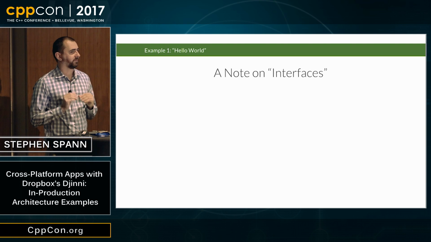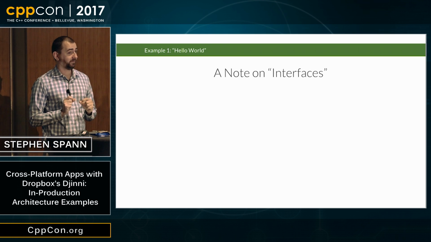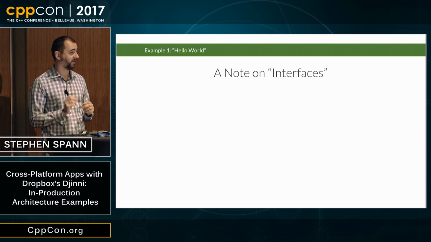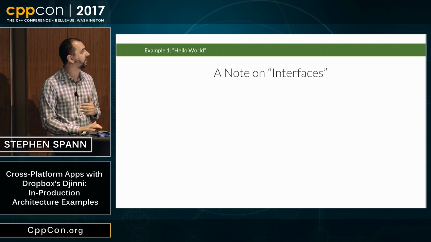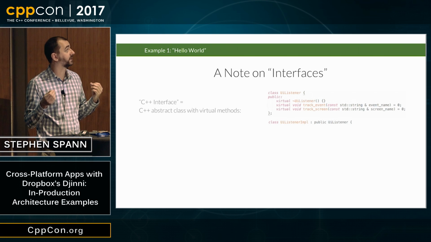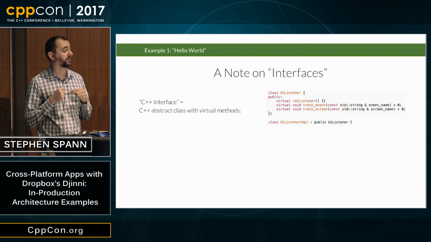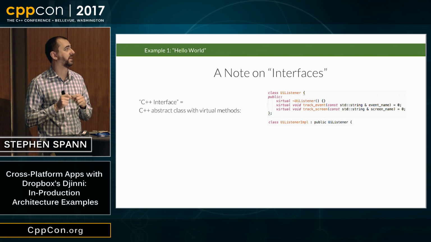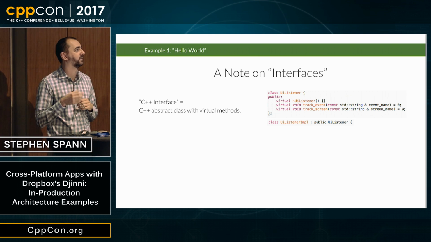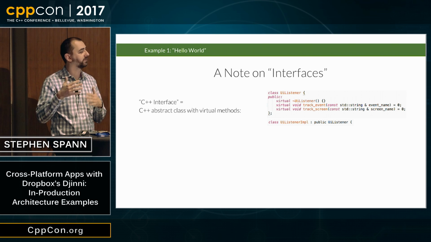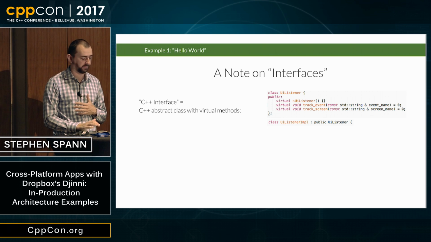I wanted to clarify because I'm going to use the word interface a lot, and it's more of a high-level architecture kind of perspective. It's not what they actually are. So when I say C++ interface, I'm talking about an abstract class with virtual methods. You can see on the right, they've got the virtual keyword, equals 0, kind of the typical interface sort of situation that a C++ developer would expect.